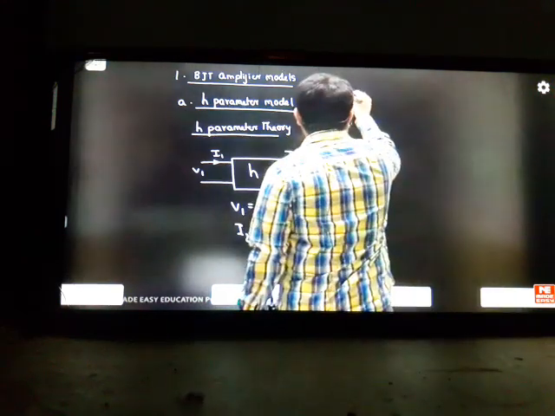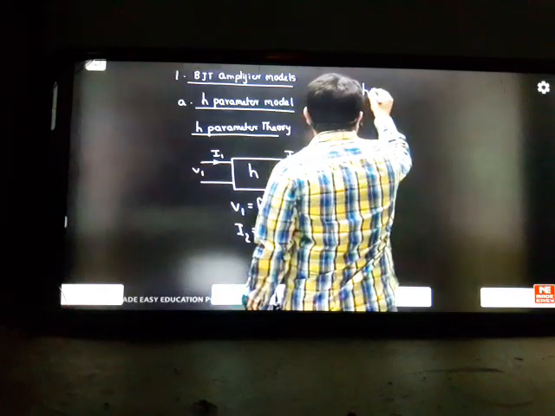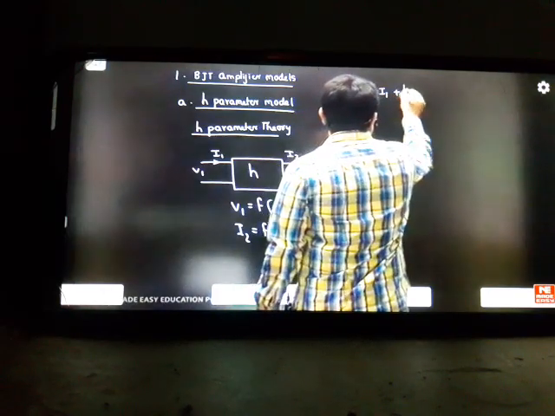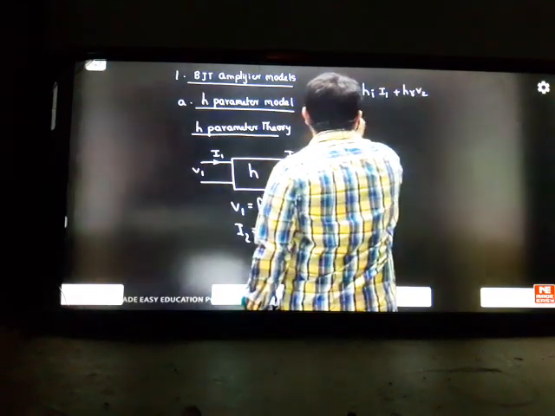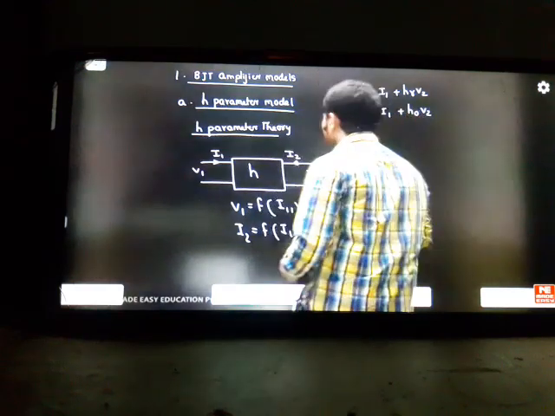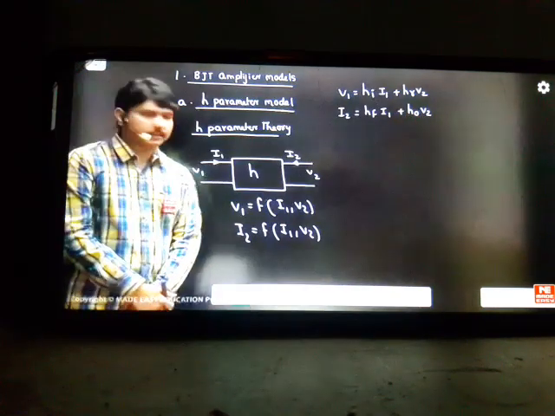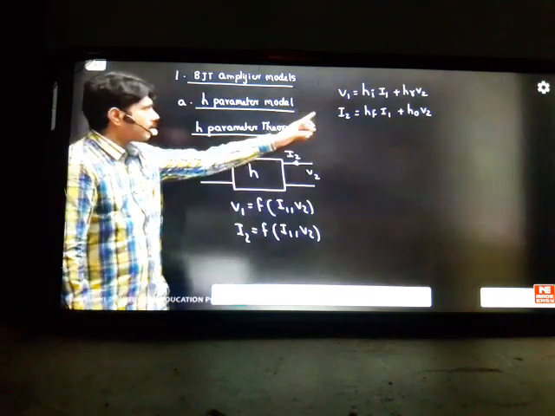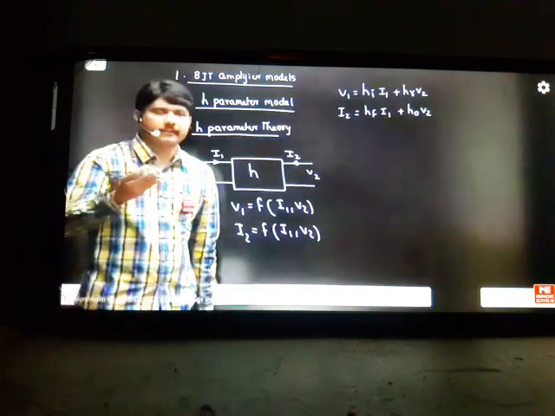Two-port network equations. V1 is equal to Hi into I1 plus HR into V2. And I2 is equal to HF into I1 plus H0 into V2. These are the most important two-port network equations. The only thing is, in place of I1 and V2, I kept some product values of these parameters in the class. And I defined V1, I2 like this.